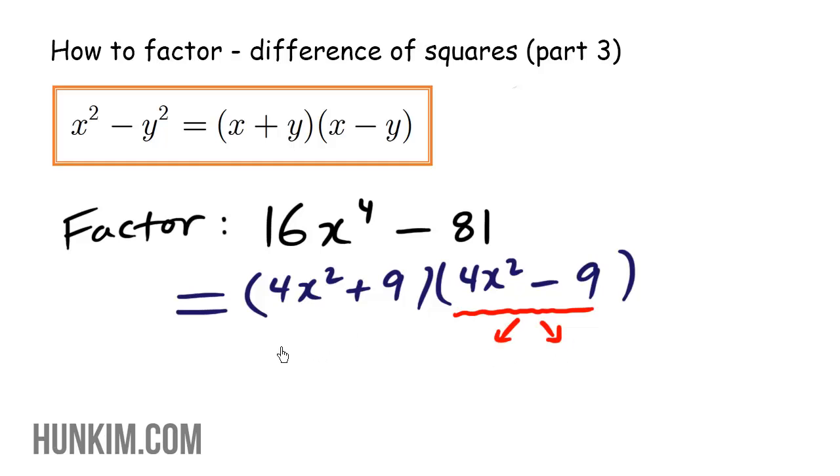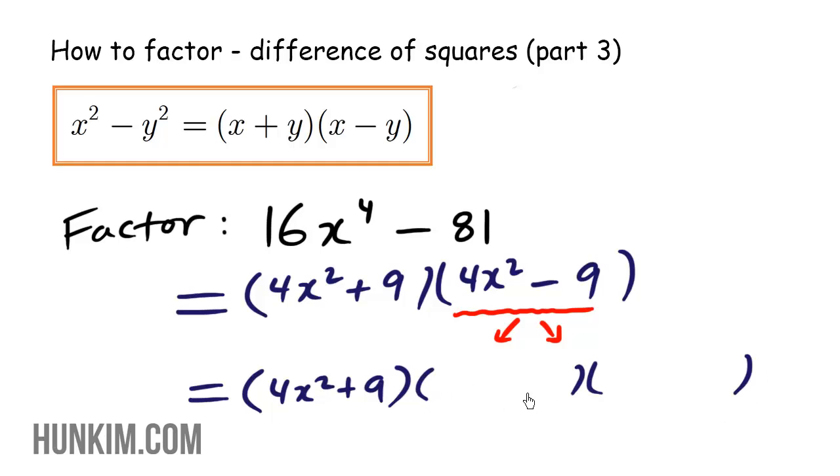So I'm going to copy everything down again. And let's use blue. So 4x squared plus 9, we're done here. We can no longer factor this. However, this one here, we can use difference of squares once again.